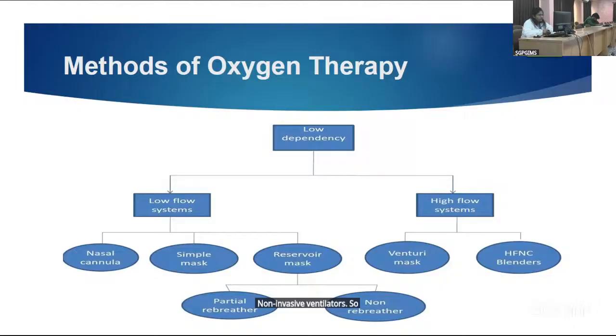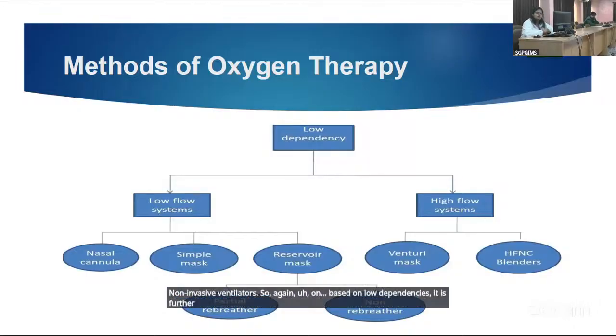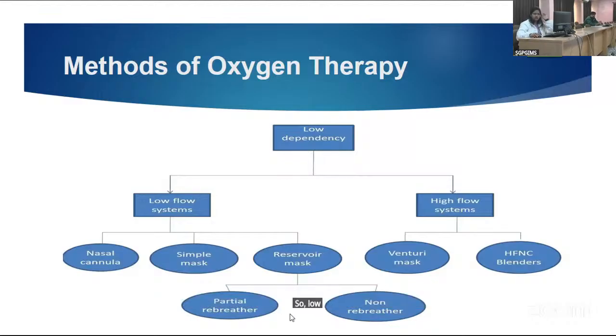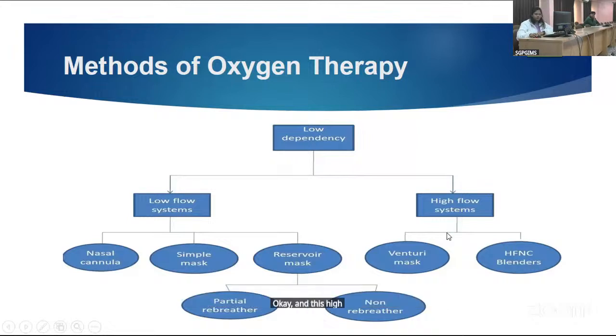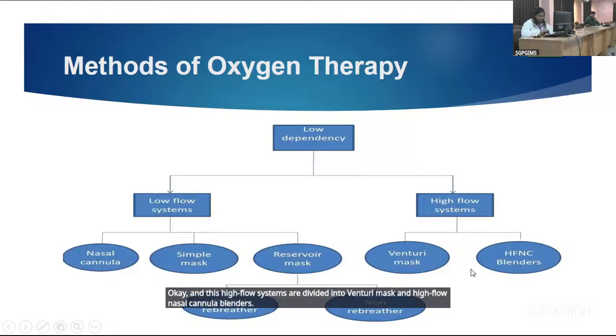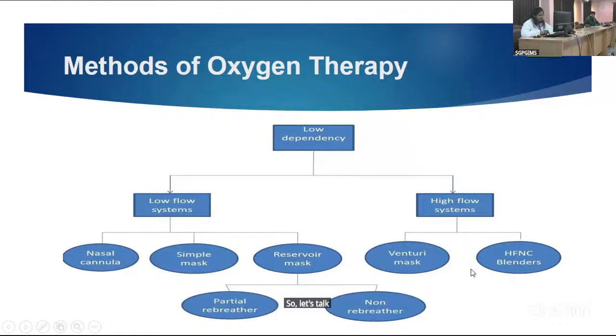Again, based on dependencies, it is further divided into low flow system and high flow system. Our low flow system includes nasal cannula, simple mask, and reservoir mask. This reservoir mask is divided into two types: partial rebreather and non-rebreather. The high flow systems are divided into venturi mask and high flow nasal cannula blenders. So let's talk about them in detail.